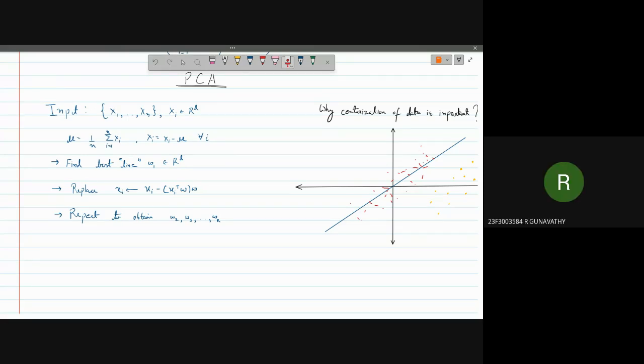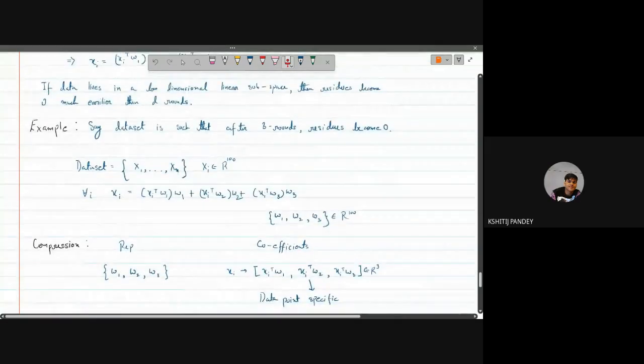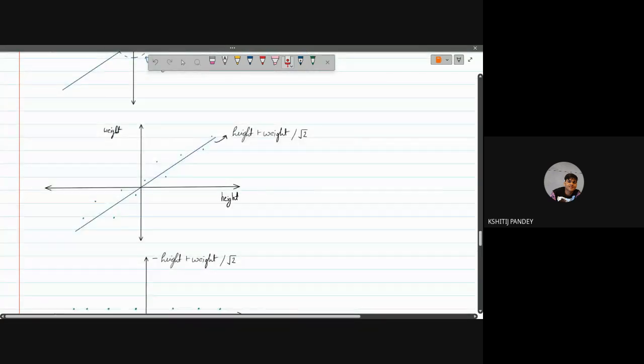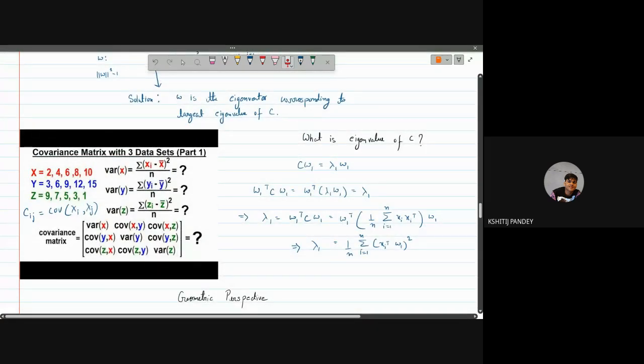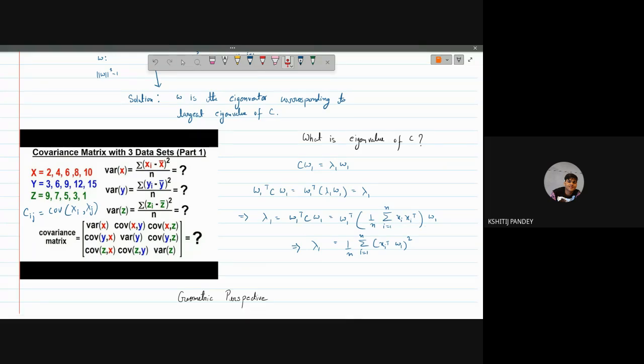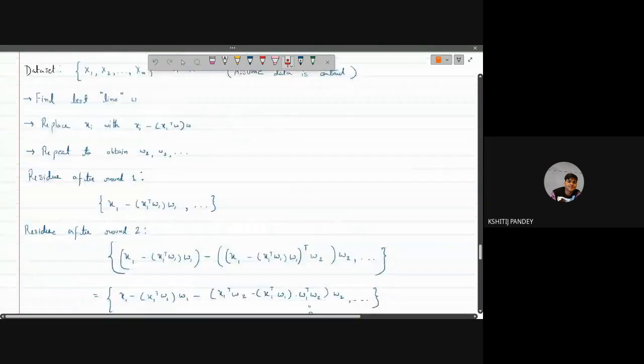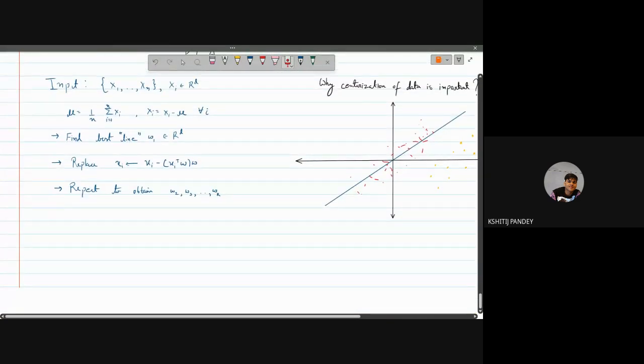So this was the entire idea of PCA. We started from stating the problem statement, approaching the problem in different ways. Then we figured out one way is working, so we went in that direction and developed this algorithm. Any doubt here?